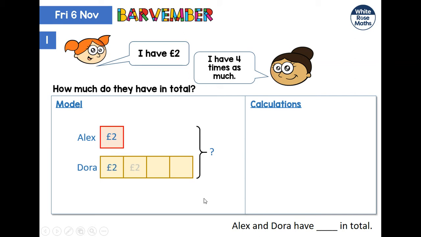So how we're going to do our maths here, as I suggested, all of these bars are the same, all these parts are the same, so they're each worth £2. They're all the same, so we're going to do a multiplication, and there's our answer.